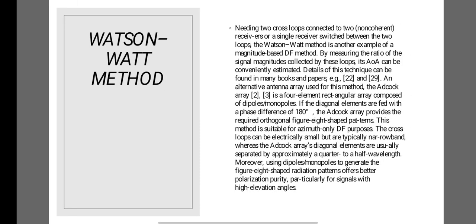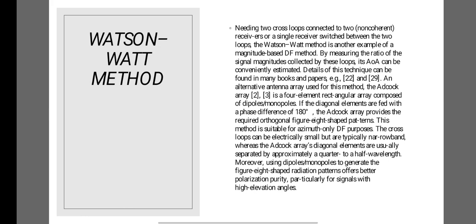Here, this was what is known regarding the rotating antenna method, and the other one is the Watson-Watt method. Here, the scientist Watson Watt is the one who created this method. To implement this was a risky process, needing two cross loops connected to two receivers or a single receiver switched between the two loops. The Watson-Watt method is another example of a magnitude-based direction finding method. By measuring the ratio of the signal magnitudes collected by these loops, its AOA can be conveniently estimated. Here, the details of this technique can be found in many books and papers.